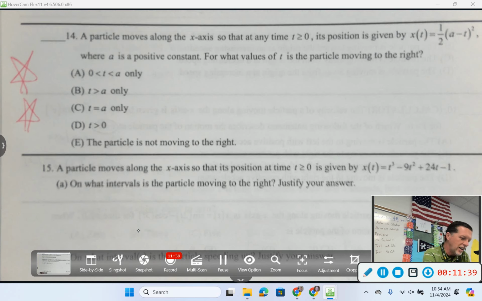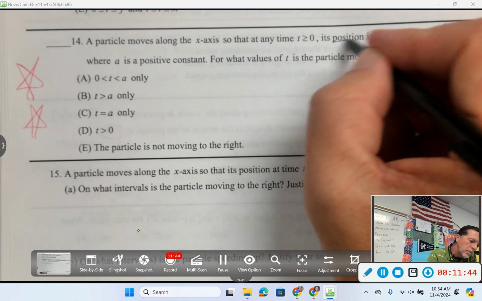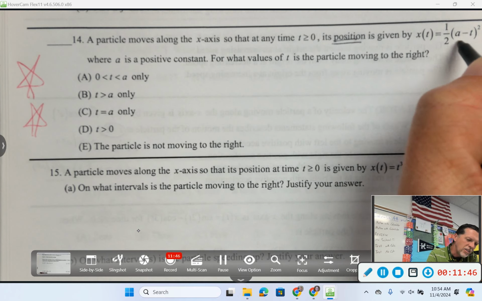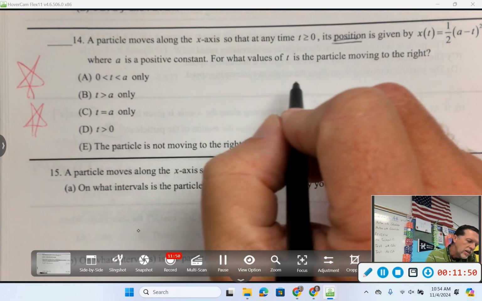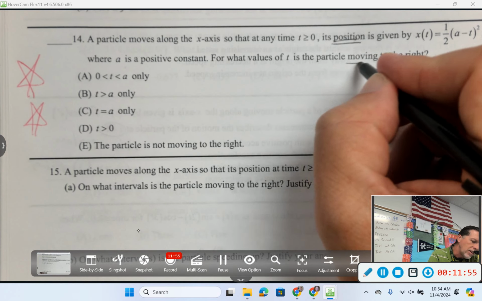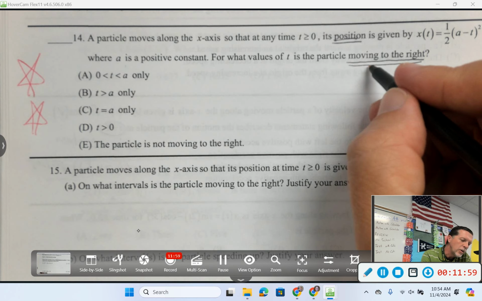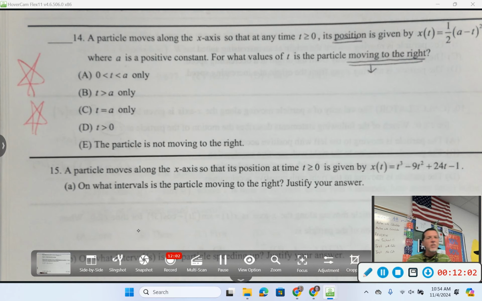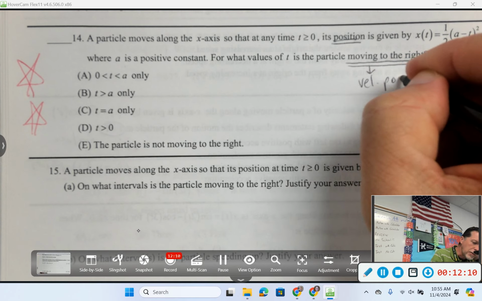Triple star highlight. A particle moves along the x-axis so that its position is given by this thing. Oh, there's an a in there. That's kind of weird. a is a constant. For what value of t is the particle moving to the right? Okay, so don't worry about that weird equation. How do I know if something's moving to the right? Just in general, what would I be looking for if a particle's moving to the right? Positive velocity. So I need velocity to be positive.